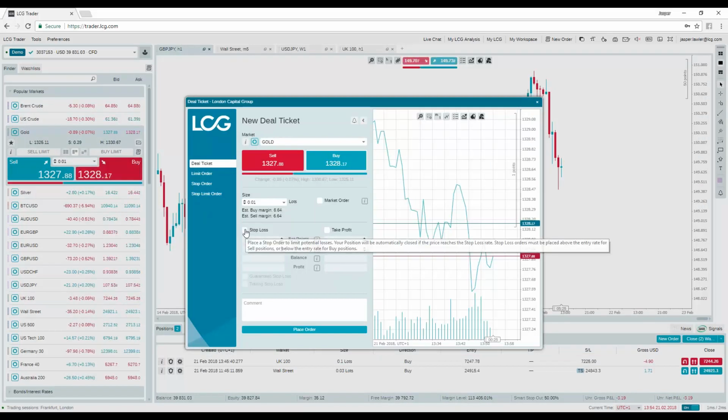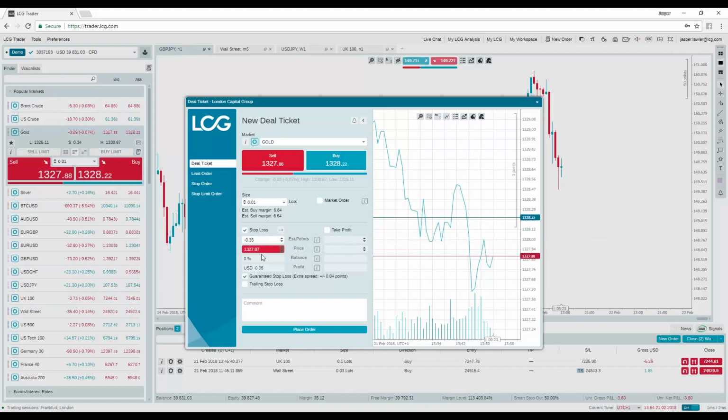0.1 lots is fine. Guaranteed stop loss. So we obviously haven't got far away at the moment, but if we say 25, how's it like that? Yep, that's over the 2 points it needs that we just saw. So let's place this order buying some gold.